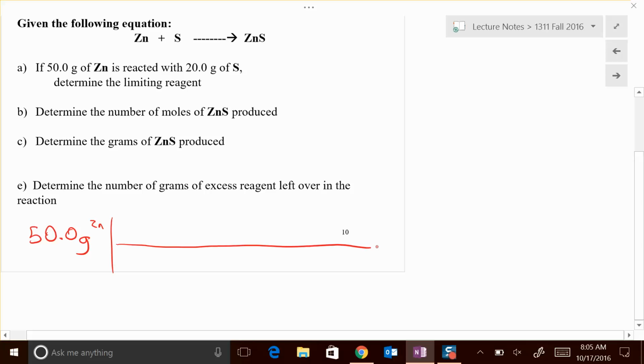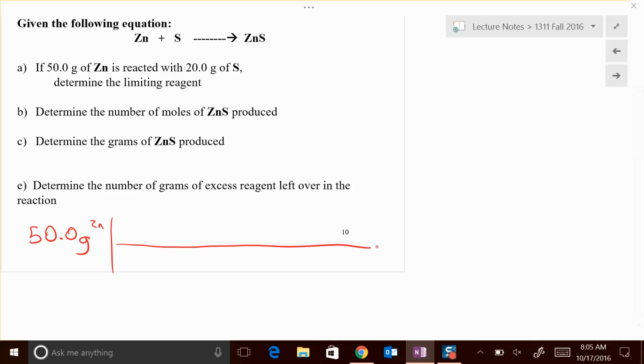And is this a balanced chemical equation? Yes, it is, right? It's balanced, so I can use it. If it wasn't balanced, I would need to balance it before I could do the stoichiometry. Okay, so we want to determine how much sulfur is going to react with the zinc.